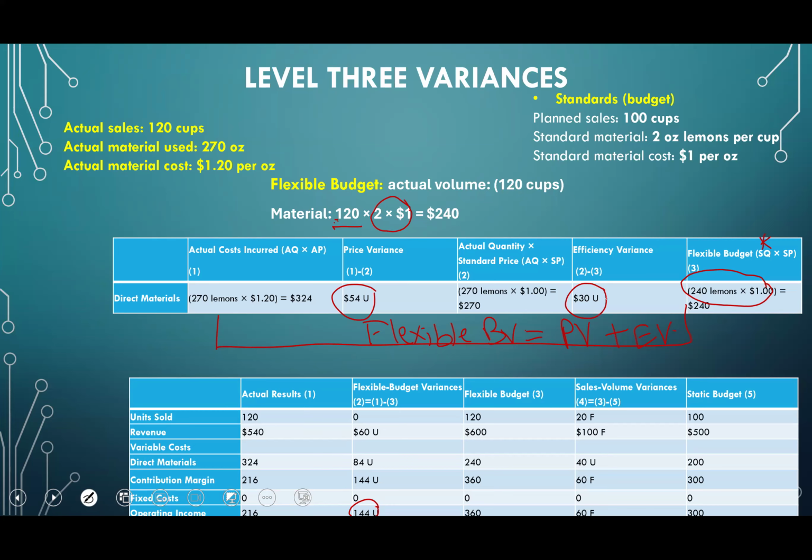Oh, this is an operating income. I'm sorry. This is what I wanted to talk about: the direct material flexible budget variance. I apologize, not the operating income variance. So 84U is a combination of 54U plus 30U. We will stop here and talk in more detail in class. Have a nice day. Thank you.